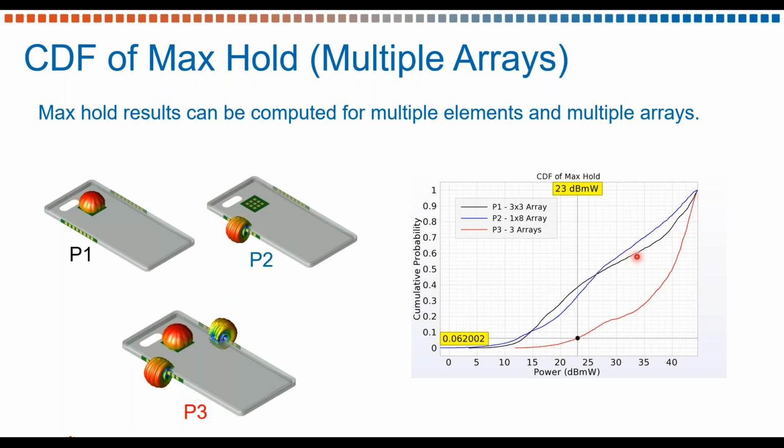As you can see, the array at the back provides much better coverage than the ones at the side. But when we make use of another array on the side as well, it gives a 3D coverage for this device, and plotting the CDF for all these three MaxHold results combined gives us the result in red to the right, which now shows that 93% of the antenna pattern is covering a very large part of the angles that are available.